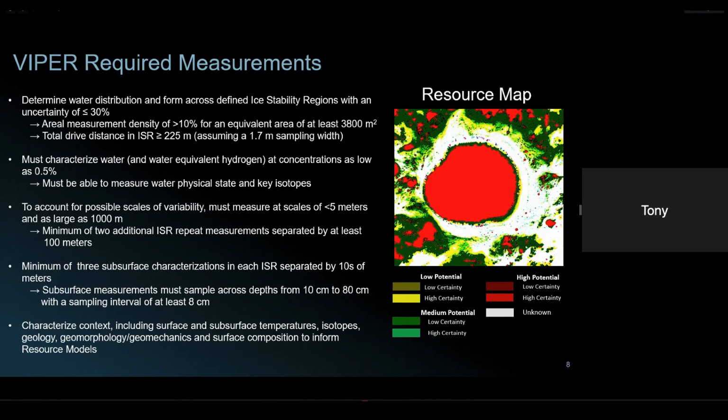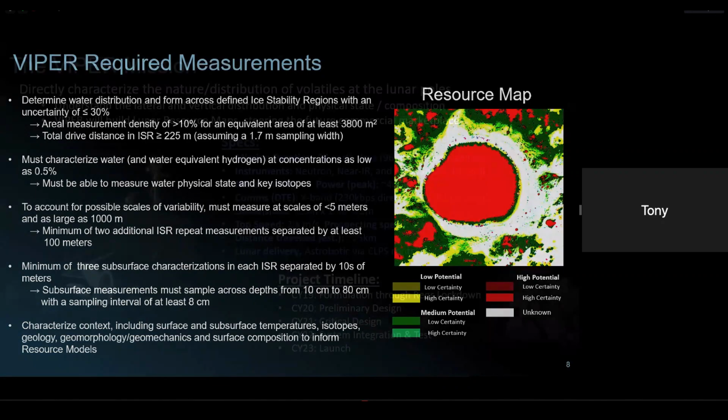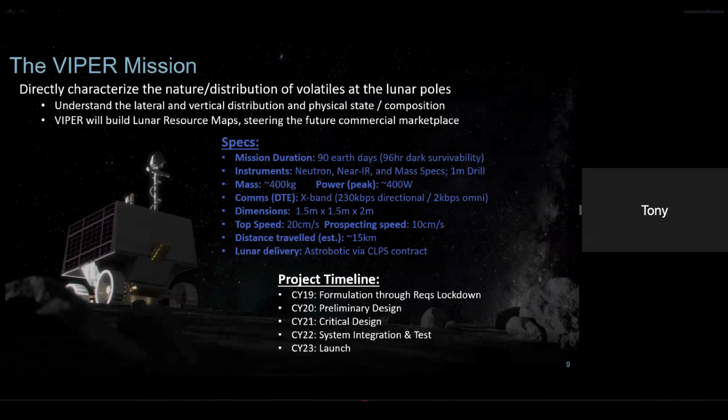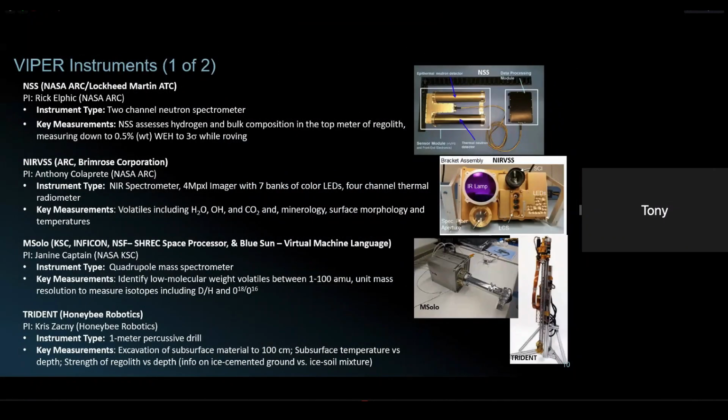We need to cover a lot of area to actually get the kind of measurements we need to understand the distribution in each one of these ISR areas. This is the Viper mission. Dan mentioned that, so I won't go into that. A little bit more on the instruments. Dan mentioned each of these.